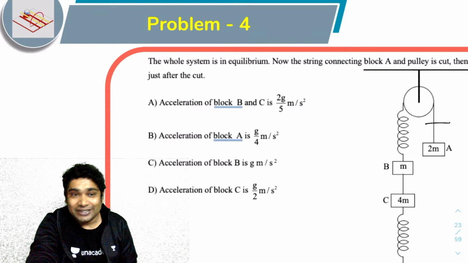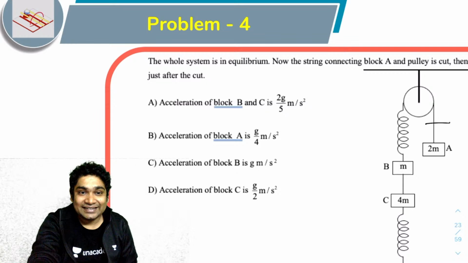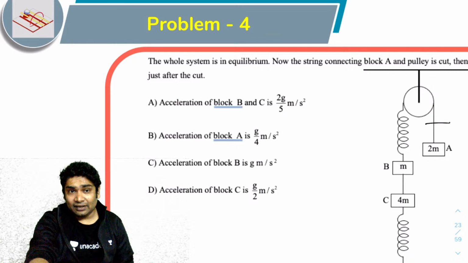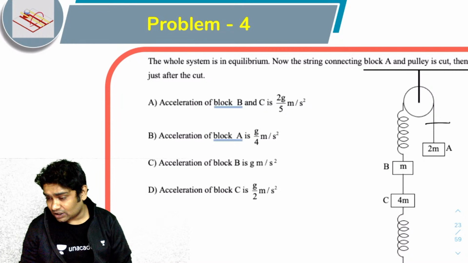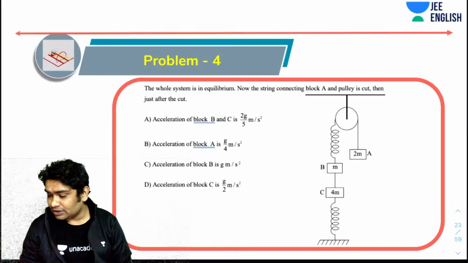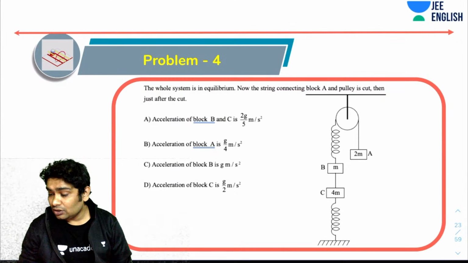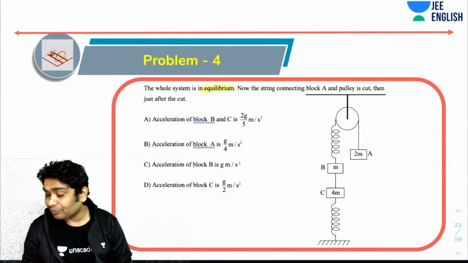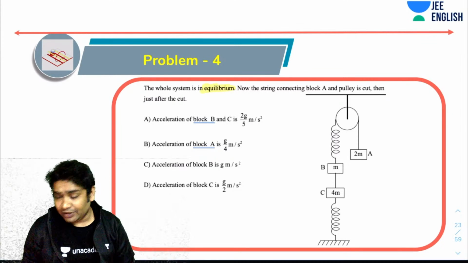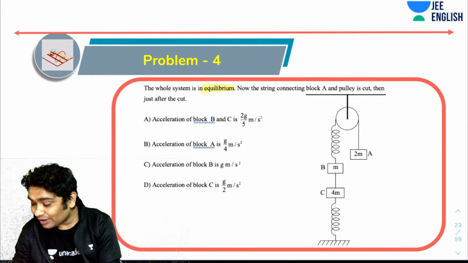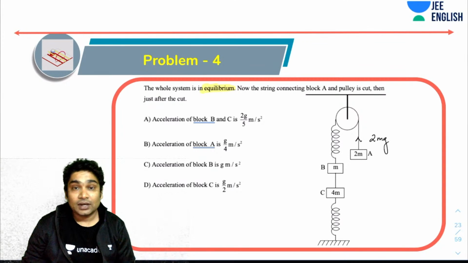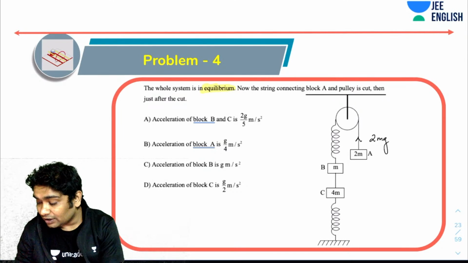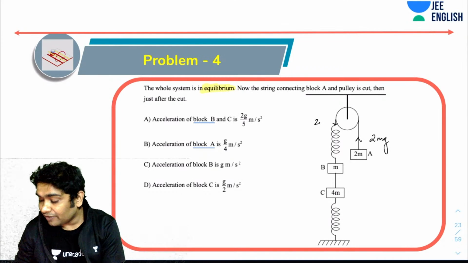So AP says C. Okay, let's see if AP is correct. So let's first mark the forces before the string was cut. Since the system was in equilibrium, so you've been told that the system was in equilibrium, right? So let's take a look at the FBDs of various parts. So here you realize the tension would have been 2mg, correct? Now, because of that, the spring force here would have been 2 mg. So the spring force here would have been 2 mg, right?